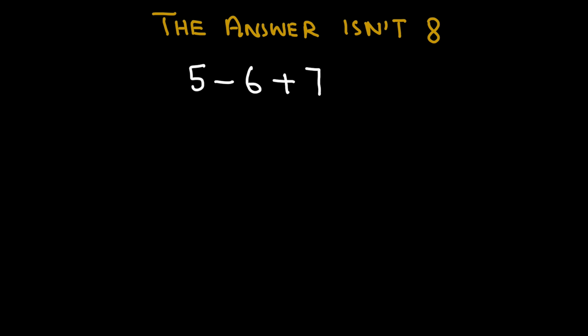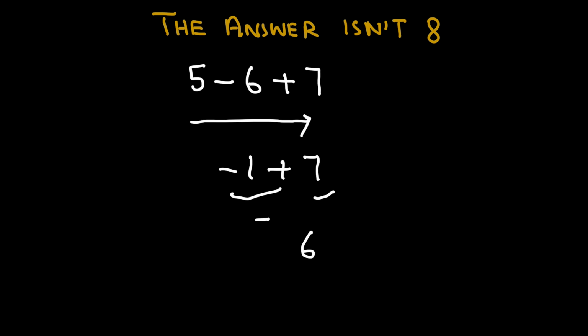Now in this situation, first we apply the rule of left to right. Okay, so now 5 minus 6 is minus 1, and plus 7. So minus 1 and plus 7, minus into plus is minus. We are here doing the minus, and the bigger number is 7, in positive 7. So we write here positive 6 is the right answer of this question.